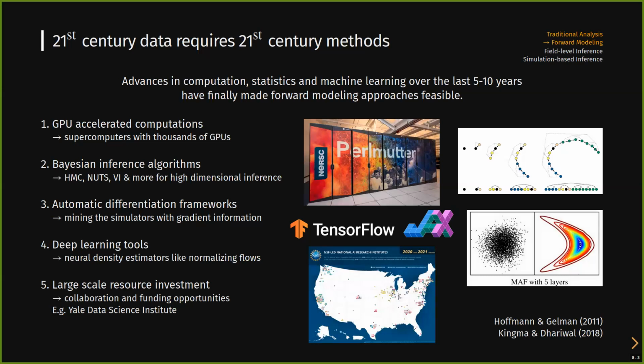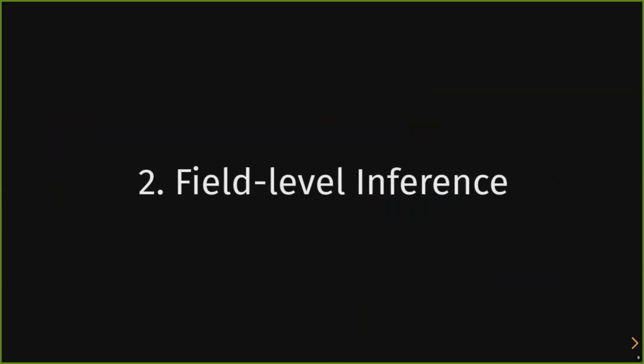For example, the Yale Data Science Institute that is developed here, where people from domain science like us and statisticians and computer scientists can come together to solve ambitious problems like this. So I would argue that with the confluence of all of these things at this point, now is the right time to start thinking about forward modeling approaches in cosmology. So let's start looking at the first one, field level inference.